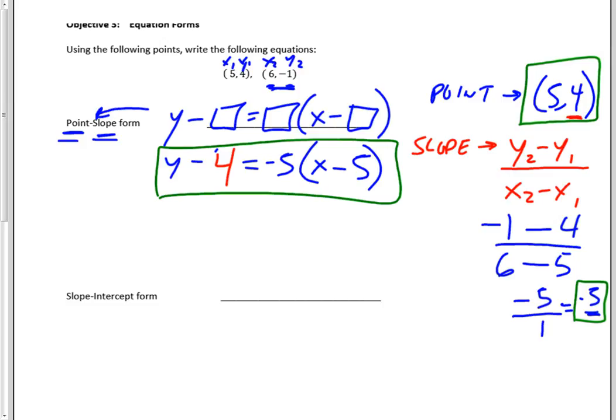Now I want you to convert this into slope intercept. What is slope intercept? What rule? What idea? You're thinking standard. Y alone. Write that down. We want y alone.